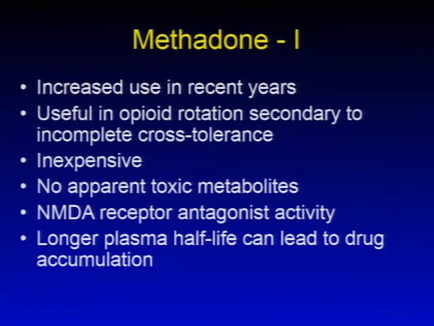Another opioid used is methadone. Its use has increased in recent years. It's thought to be helpful when dealing with patients who have tolerance. It is advantageous in that it is inexpensive. There are no apparent toxic metabolites. It may also have NMDA receptor antagonist activity.